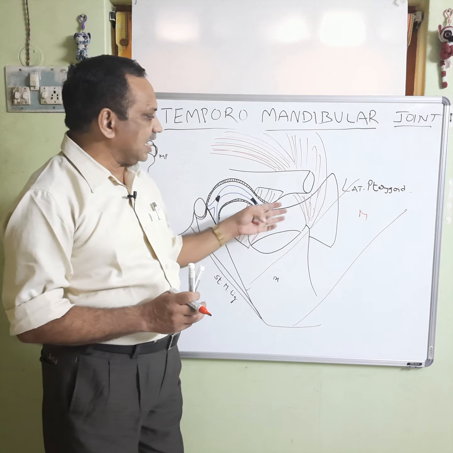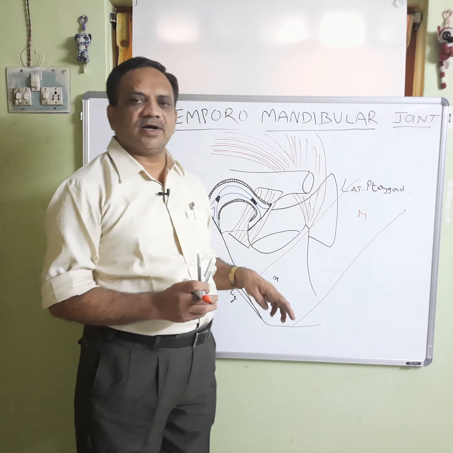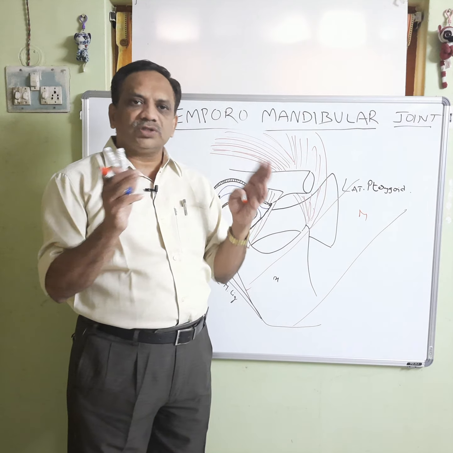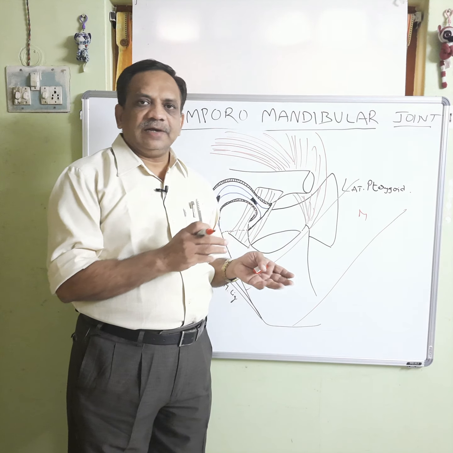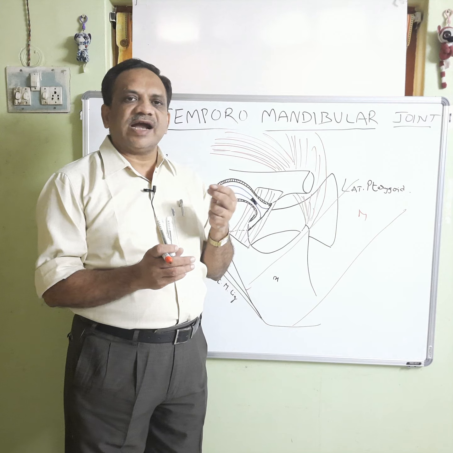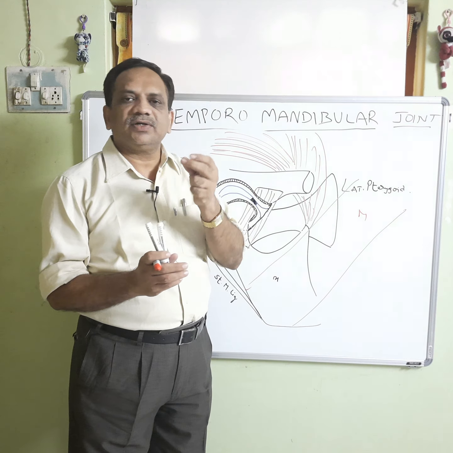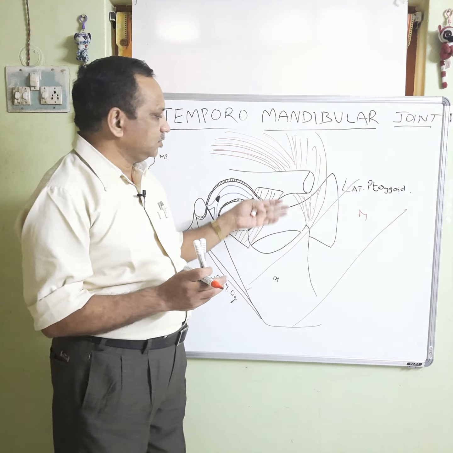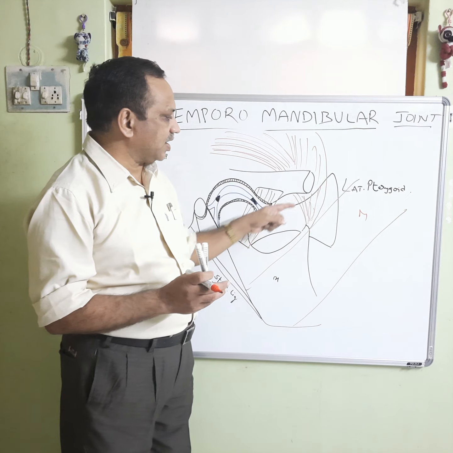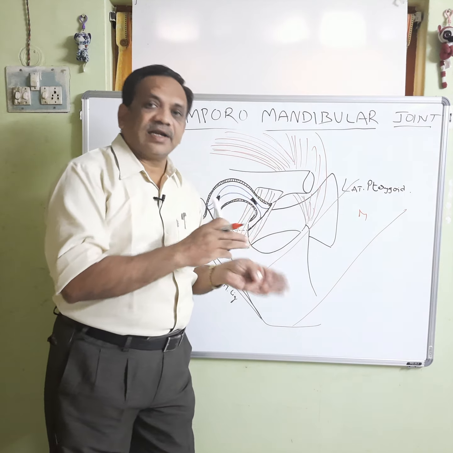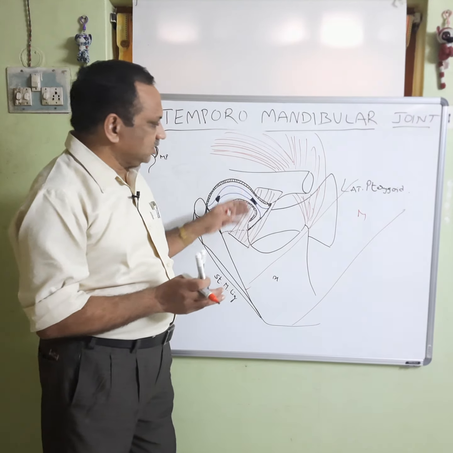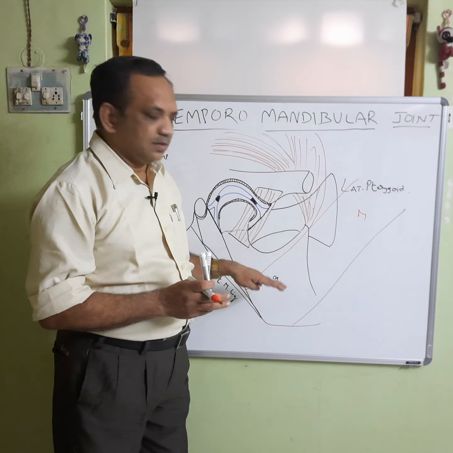If the lateral pterygoid and the medial pterygoid muscle of both sides act alternatively, the mandible can move side to side like this. Side to side movement is possible due to the contraction of the medial pterygoid and the lateral pterygoid acting alternatively. Okay. So, this is how these muscles act.